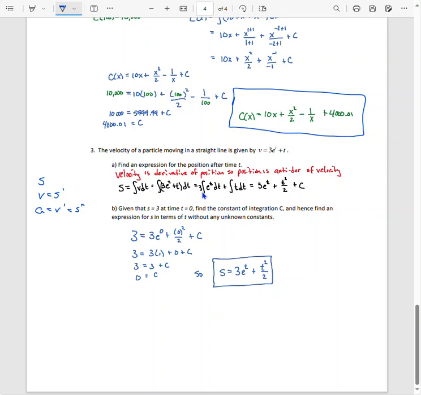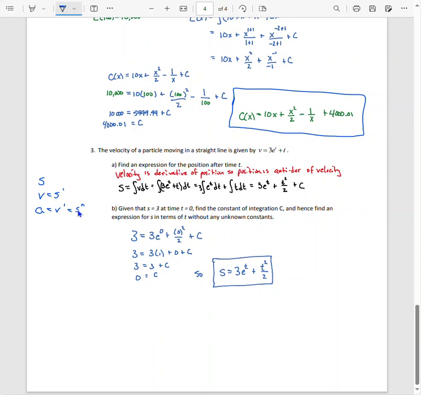I'm given a velocity. I can find my position by finding the antiderivative. I can pull my 3 out in front. That's just a coefficient. 3 times the integral of e to the t dt is 3e to the t. The integral of t dt is t squared over 2. Don't forget your plus c. All right, so that's a great first equation. It's an expression for the position after time t.